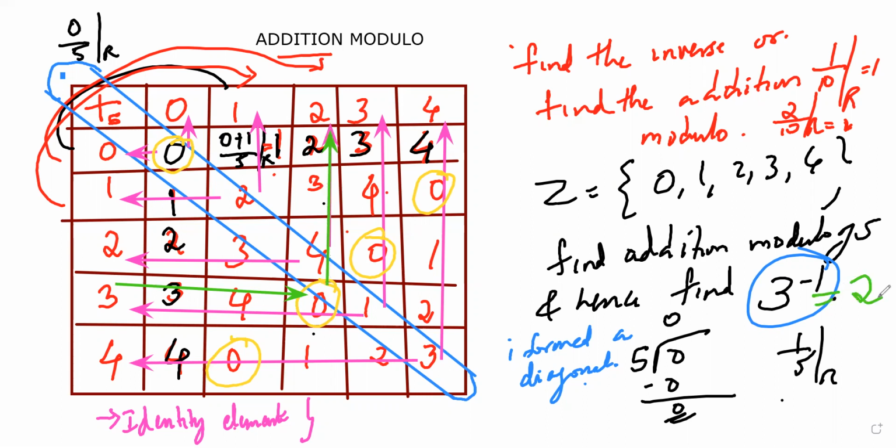Suppose the question is to find 4 inverse. For 4 inverse, where it is, I have to find here. 0. And this 0 is pointing towards what? 1. So 4 inverse is 1. Isn't it? Did everyone understand this thing? Is this clear for everyone? This is the addition modulo.